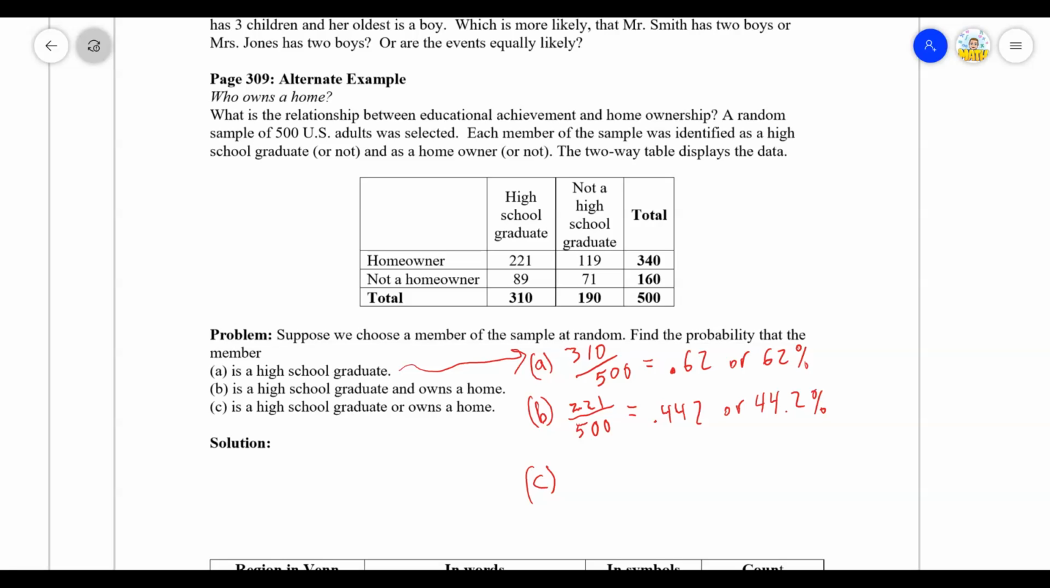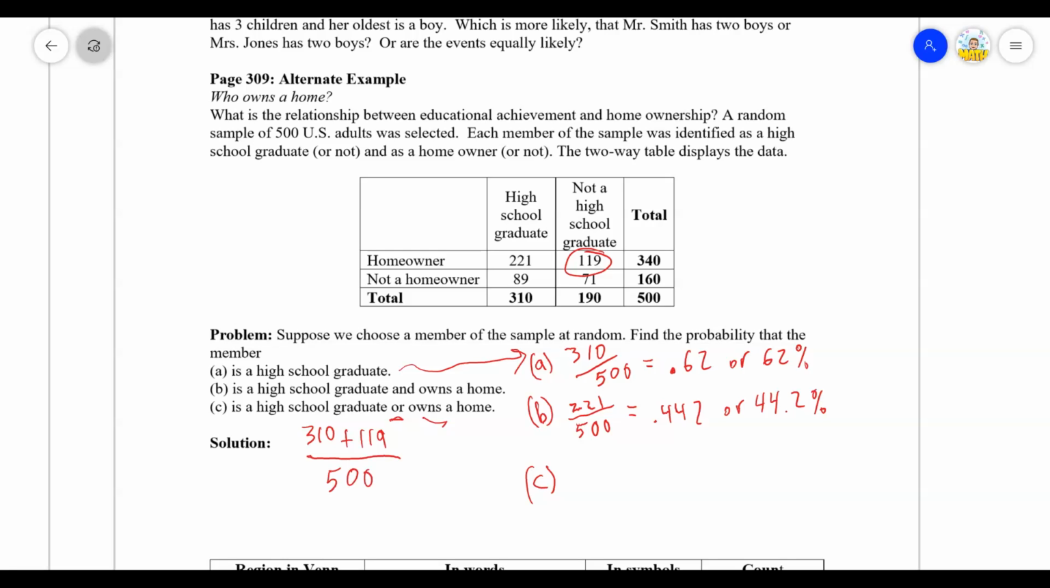Right? Is a high school graduate or owns a home. Okay, so now we want to be careful with this "or" conjunction. We have our high school graduates, so they can be either one. So it's everybody that's a high school graduate. I can see that there's 310 of those. But there's "or owns a home," so these folks here are also included in this, right? Because they're homeowners, even though they didn't graduate high school. And then it's still going to be out of the total.